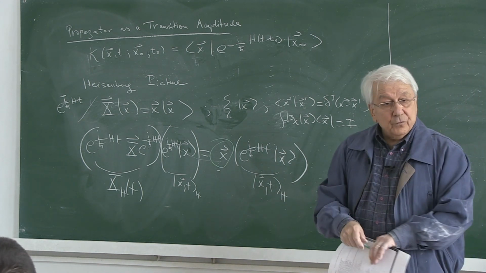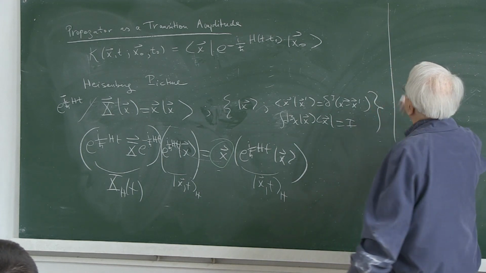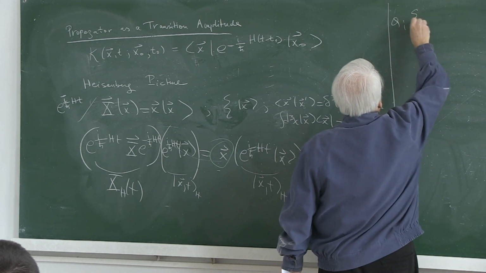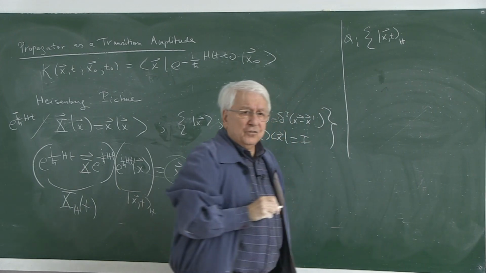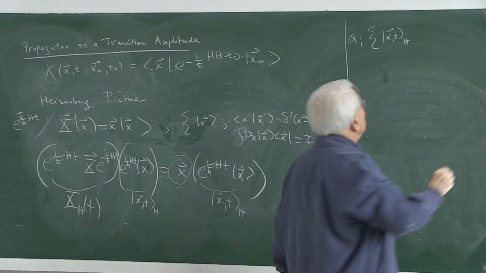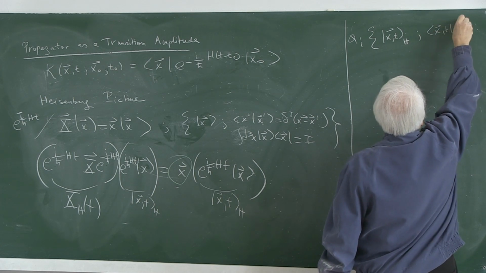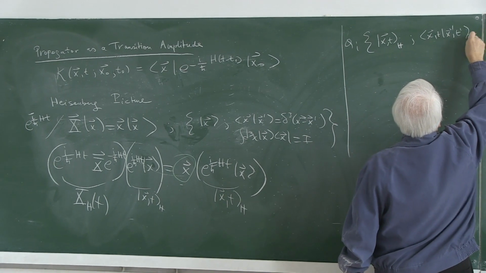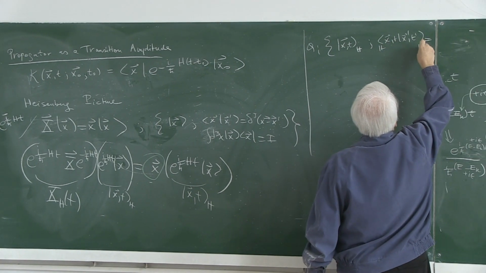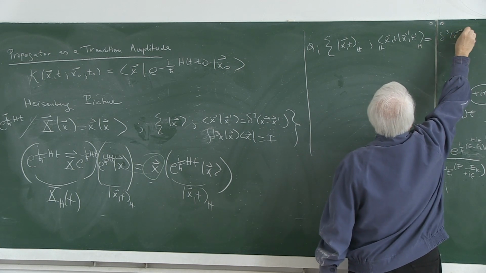Question: are these new vectors also still complete and orthonormal? That's a good question. So if I have the new basis now, |x,t⟩ in the Heisenberg picture, do I have ⟨x,t|x',t'⟩ in the Heisenberg picture equal to δ³(x minus x')?